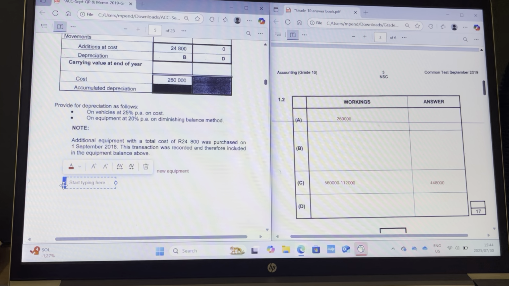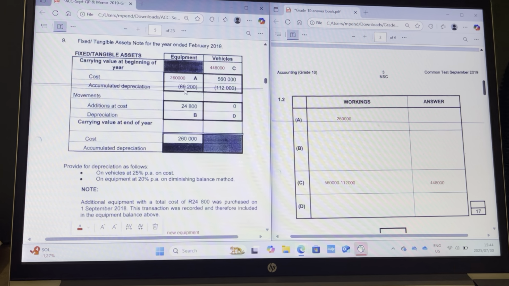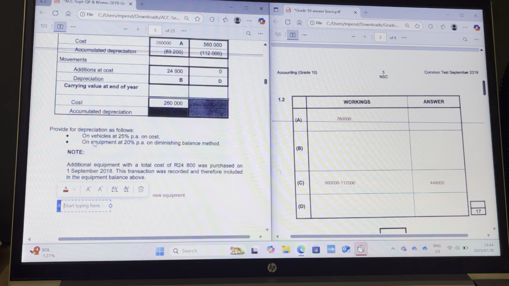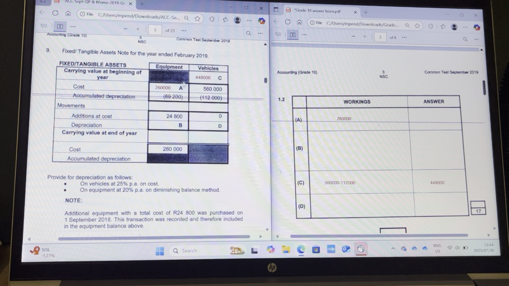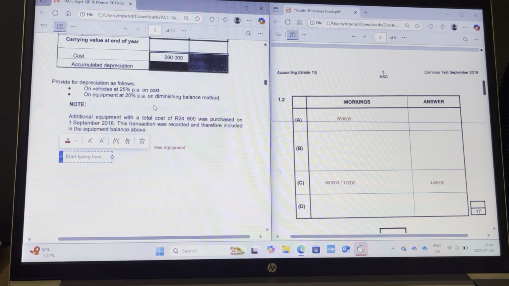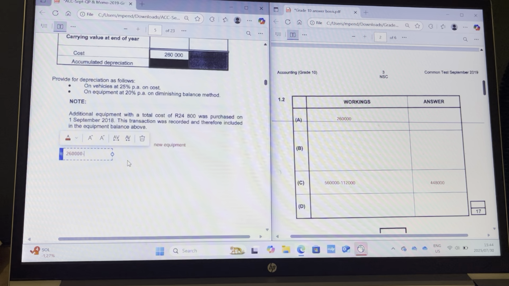So for the old equipment, it's very easy because we're just going to take the carrying amount. The depreciation is on the diminishing balance method, so we need the carrying amount, even though it wasn't required there. So it's going to be 260,000 less our accumulated depreciation of 69,200. That'll give us an amount of 190,800.